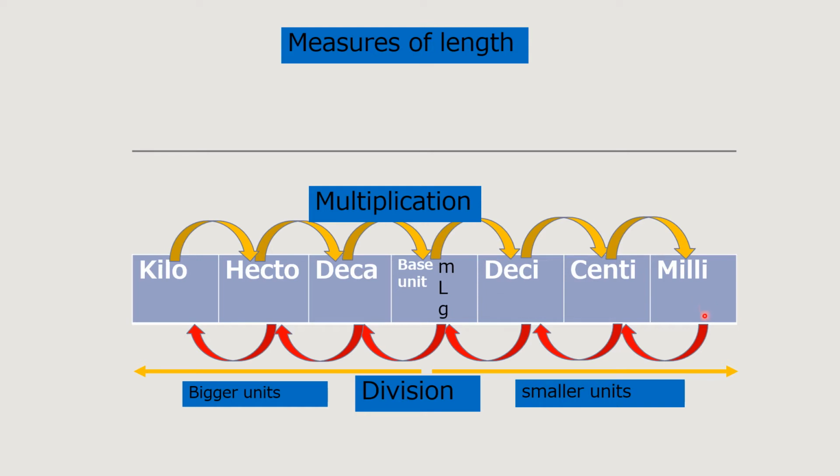Now, from the smaller unit going to bigger unit, that is division. Okay, so milli going to the base unit, that is 1, 2, 3 movements. Multiplying by 10 is simply moving the decimal point one place to the right. Multiplying by 100 is simply moving the decimal point two places to the right. And multiplying by 1,000 is simply moving the decimal point 3 places to the right.